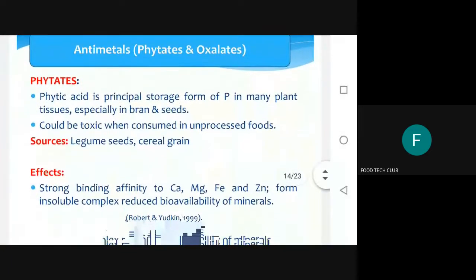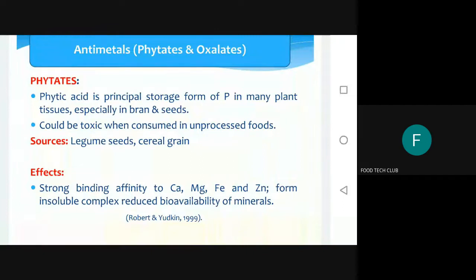Then phytates and oxalates. Both these compounds are known as the anti-metal absorption compounds. That means both of them will interfere with the absorption of different types of metals. Phytates usually interfere with the absorption of phosphorus and iron.